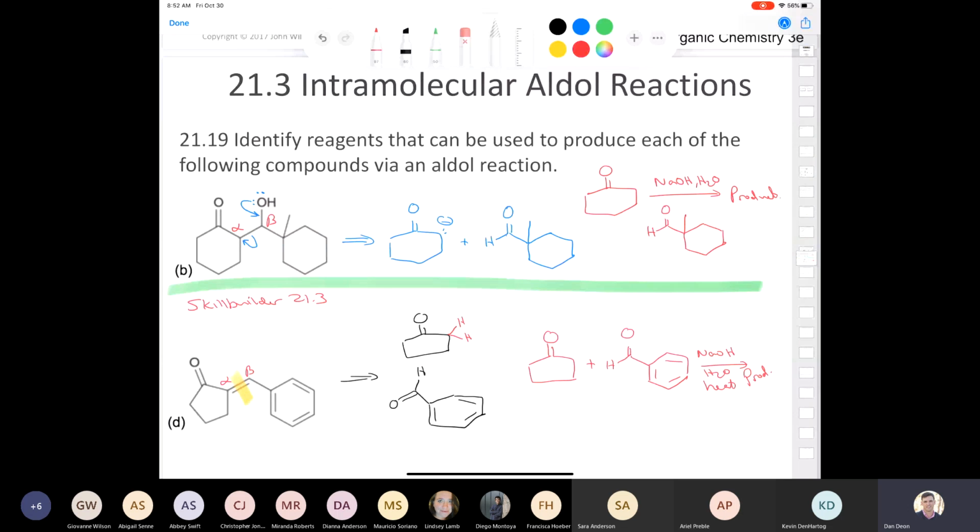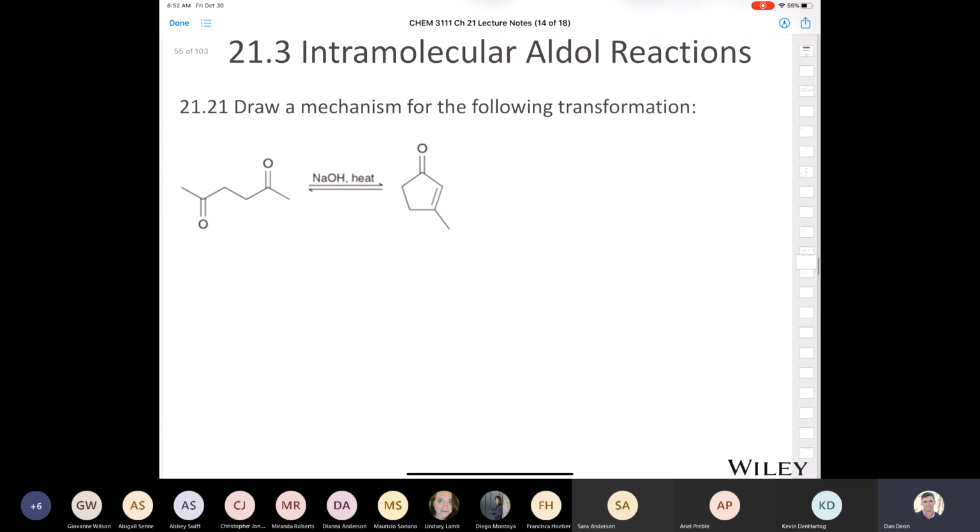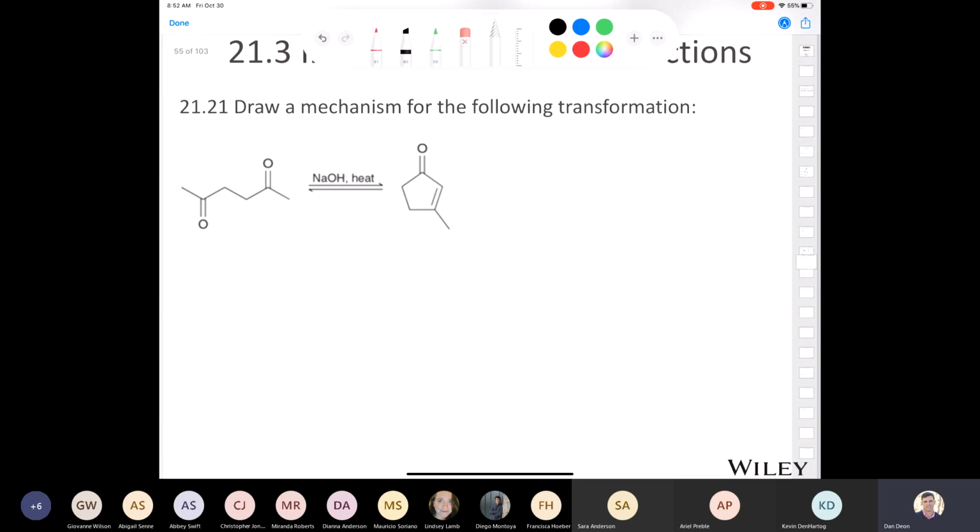Anyhow, the next problem deals with intramolecular reactions. Draw the mechanism for the following transformation. Well, we can see that we're forming a 5-membered ring here, and this is a reaction that we looked at earlier today. So I'll go over this kind of quickly.